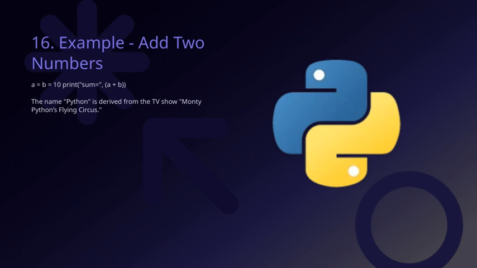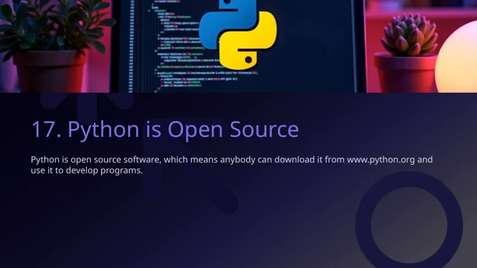Python is open-source software, which means that anyone can download it from the official website at www.python.org. This openness allows developers from all around the world to access the source code freely. Because of this, they can use Python to develop their own programs, customize it to fit their needs, or contribute improvements back to the community. This collaborative approach not only accelerates innovation, but also ensures that Python remains flexible and constantly evolving.